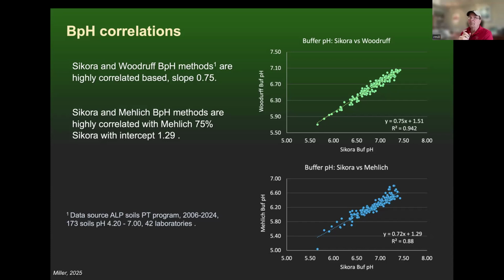North Carolina, Penn State, Maine, and a couple of the other land-grant universities have moved to the, when I say Malik, it's truly the modified Malik because they've removed the barium chloride from the original method.